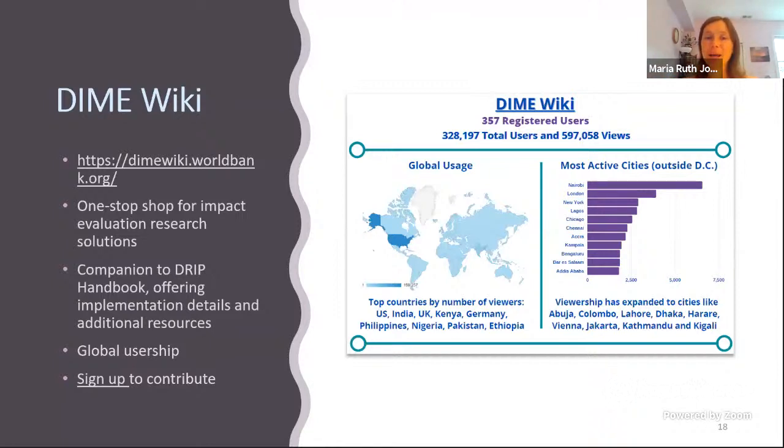As you can see on the map here, we have viewers from across basically all of the countries in the world, and a lot of use from a diverse set of cities: Nairobi, London, New York, Lagos, Chicago, Chennai, Accra, Kampala, Bangalore, Dar es Salaam, and Addis Ababa are in our top 10 cities. So again, exciting to see lots of engagement with this resource from throughout.